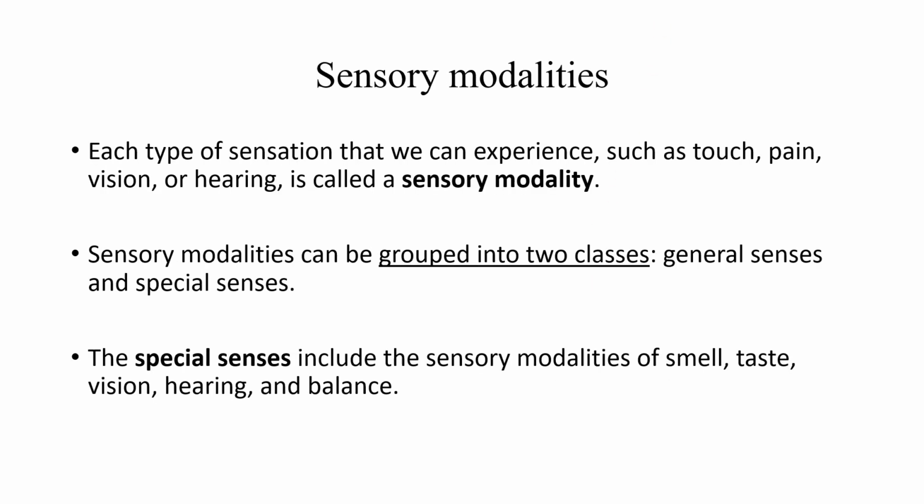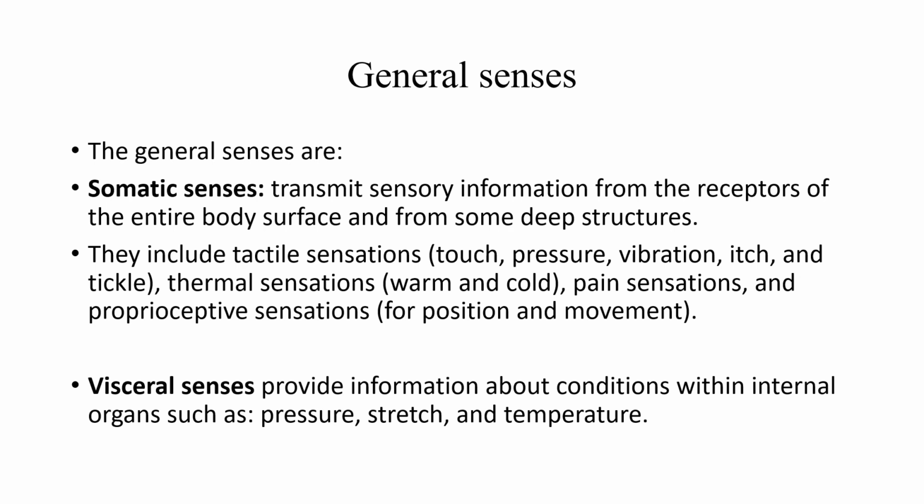What are the types of sensations or sensory modalities? We have different types of sensory modalities. We divide them into two general classes, the general senses and special senses. Special senses, there are 5 types: smell, taste, vision, hearing, and balance. Whereas the general senses, we subdivide them into somatic senses and visceral senses. These are coming from the internal organs in our body, and these are from the surface of our body and some deeper structures.